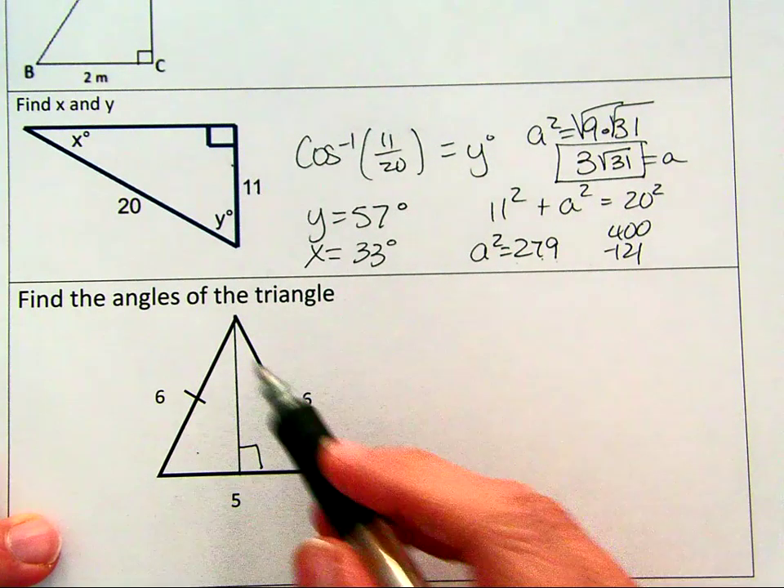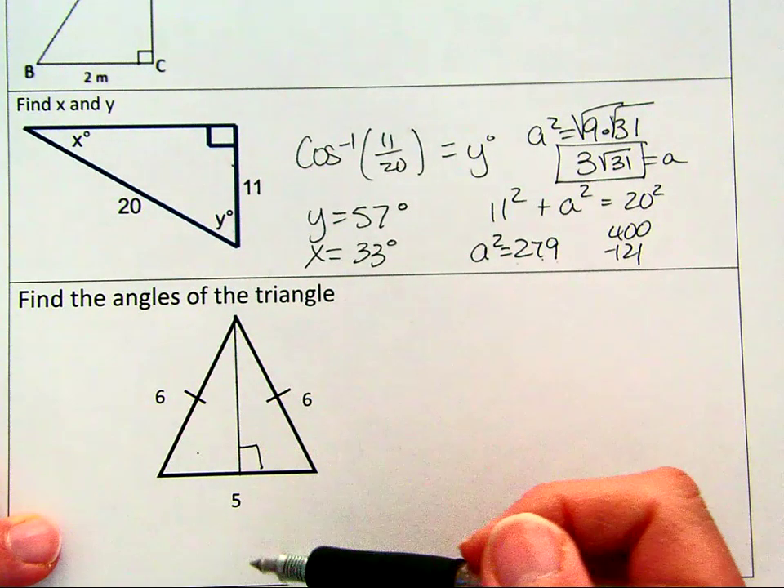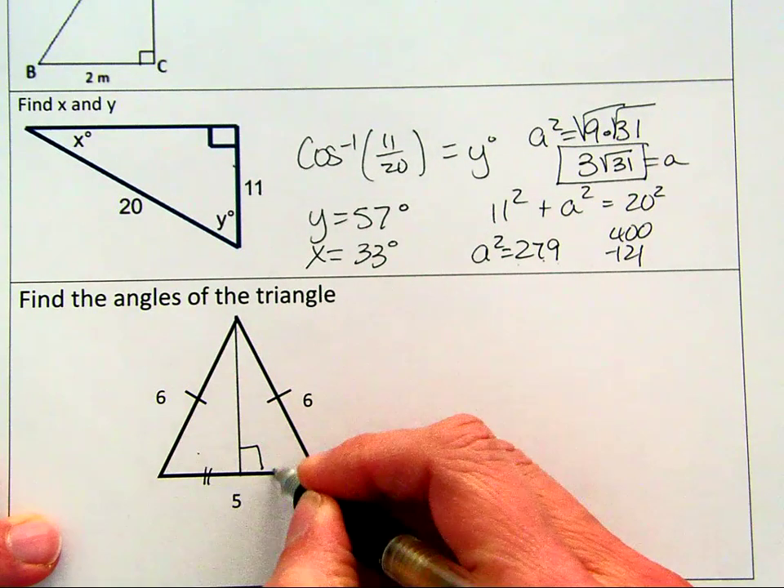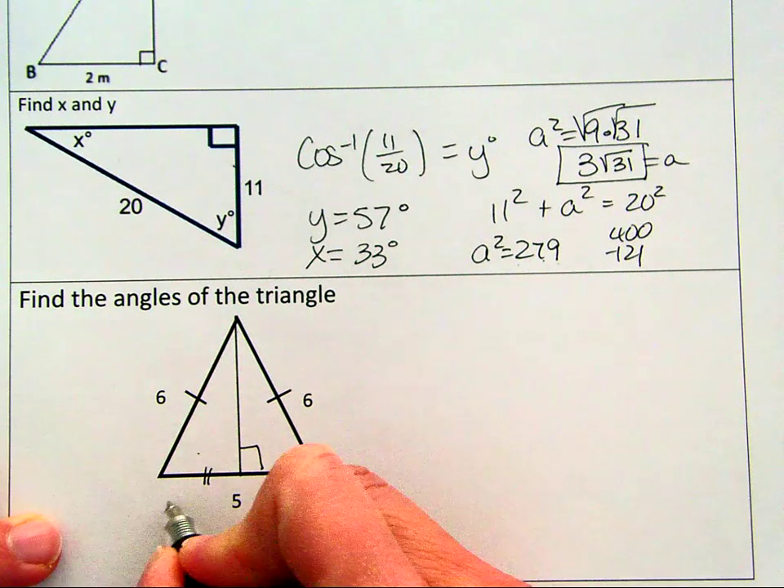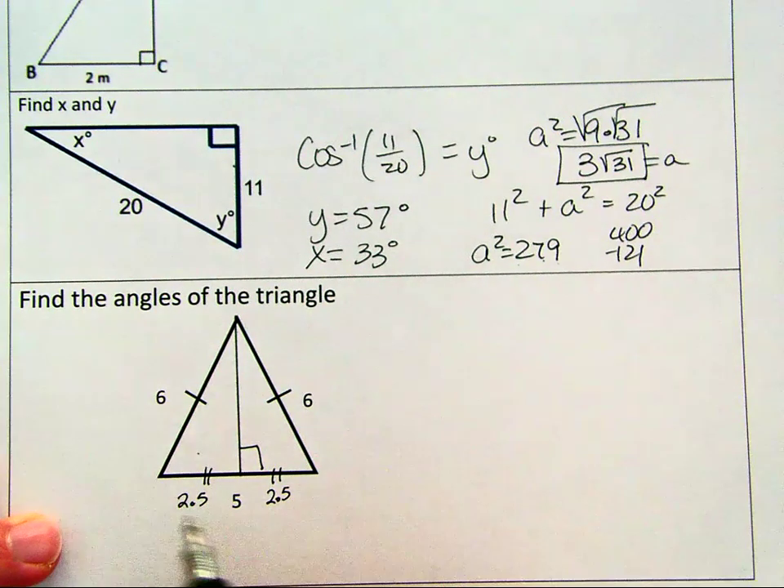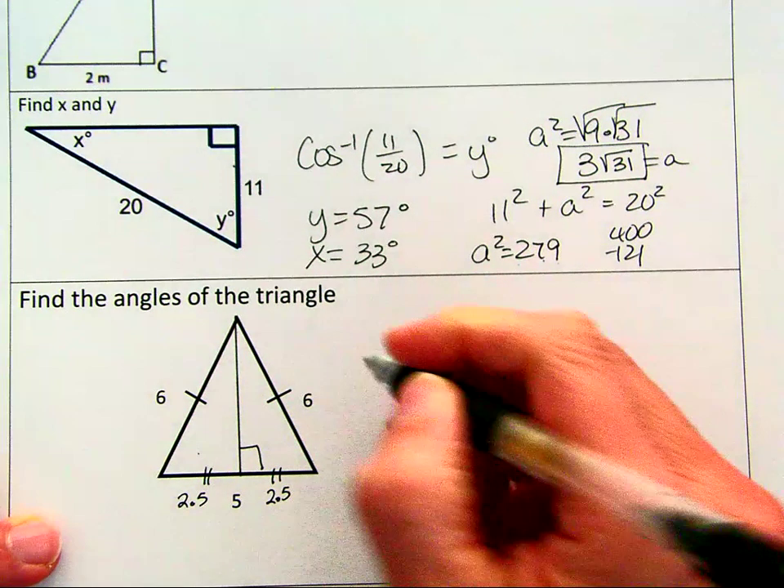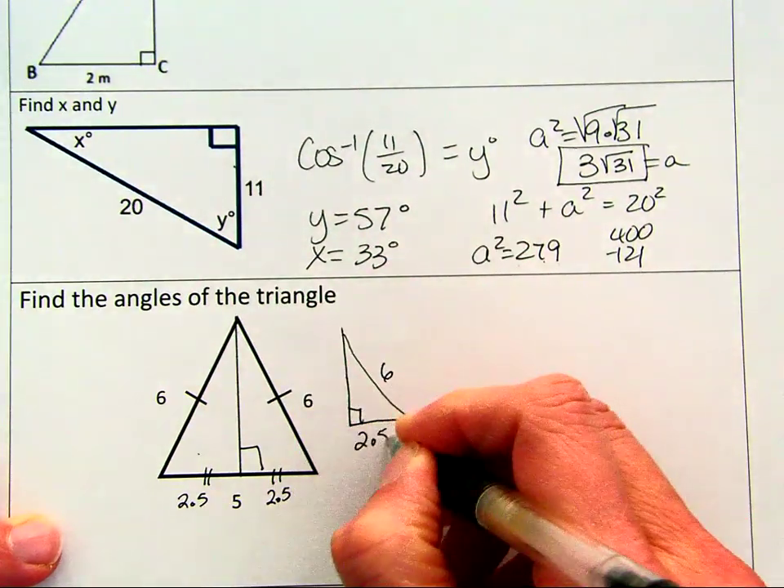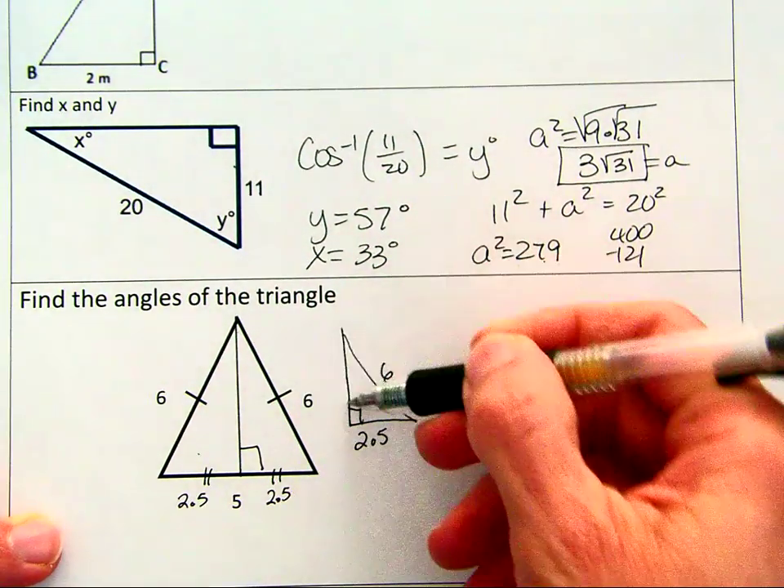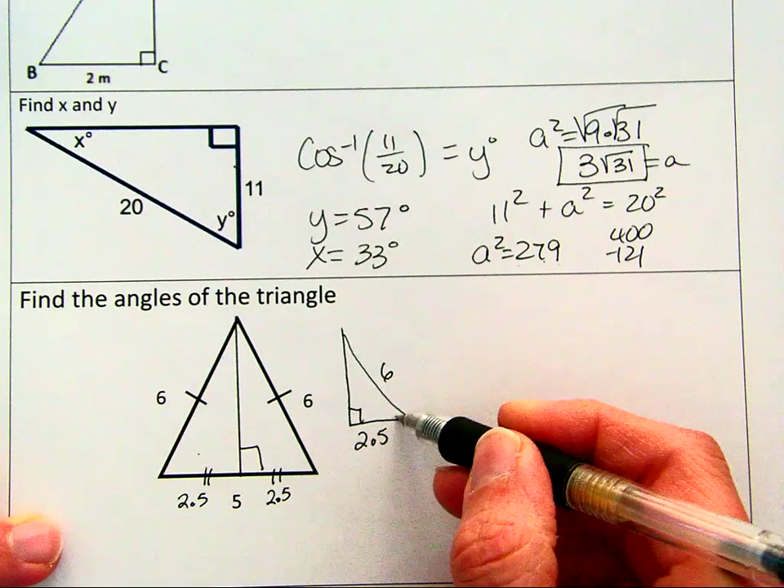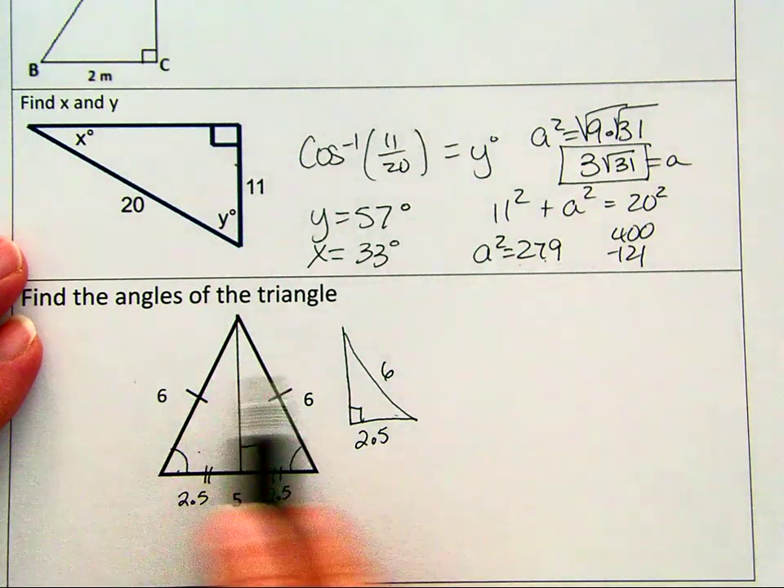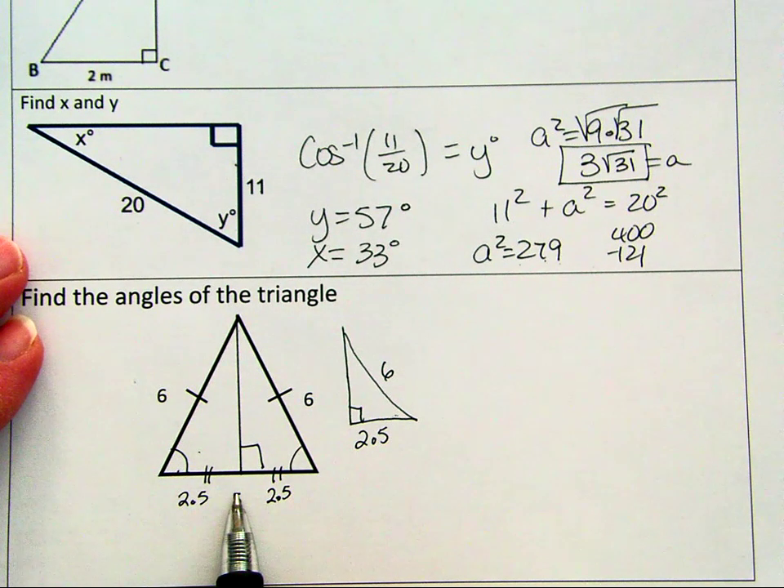The other thing an altitude does, even though I didn't draw it really beautifully, is it splits the base of the isosceles triangle into two congruent parts. So if the whole thing is 5, each one of those is 2.5. Now I can just use that right triangle, the 6 and the 2.5, to find this angle. Once I find this angle, I'll know it's the same as this angle, which helps me find the third angle. That's really all I need, right? They gave me all the sides. The only thing I need to solve this triangle is to find the angles.